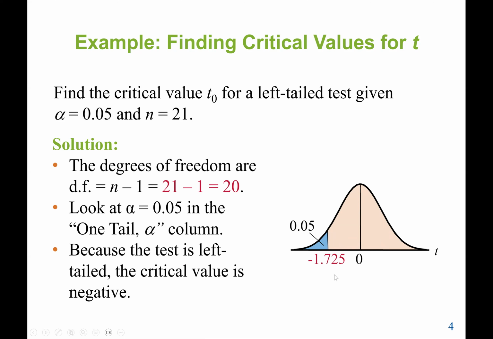So here, when we look at it, we have the value given to us. Because the test is a left tail test, the critical value is negative, which will be negative 1.725. Again, to get this value, we go to the t-distribution table. The row is always the degrees of freedom, which is 20. And then on the column, we look for 0.05, which will be one tail 0.05, because we are doing a left tail test.